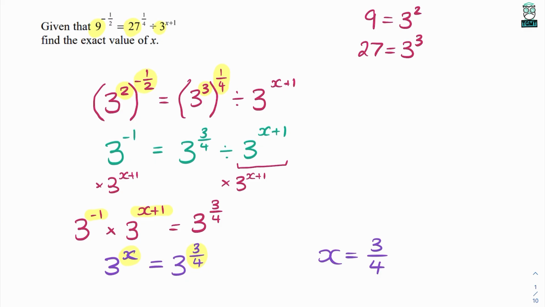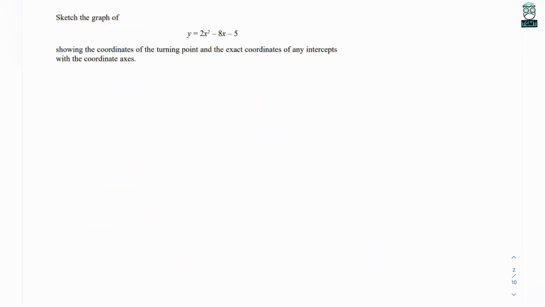Okay, so looking at this question here, we are sketching graphs, doing some solving quadratics, completing the square, looking at turning points, y-intercepts, and everything to do with coordinate geometry. So this is quite a big step up from the last question, but again, if you're really good at completing the square and sketching quadratics, this again might not be the most difficult for you, but this is a pretty tough question. So looking at this, it says sketch the graph of y equals 2x squared minus 8x minus 5.